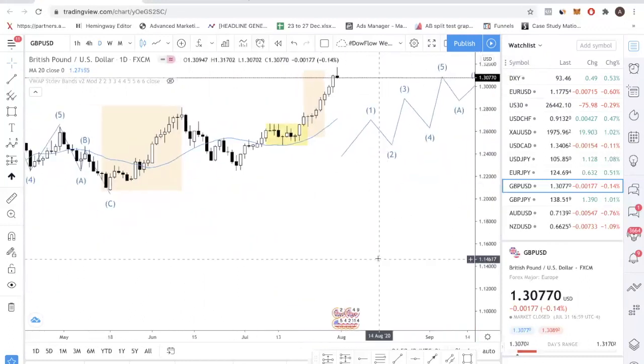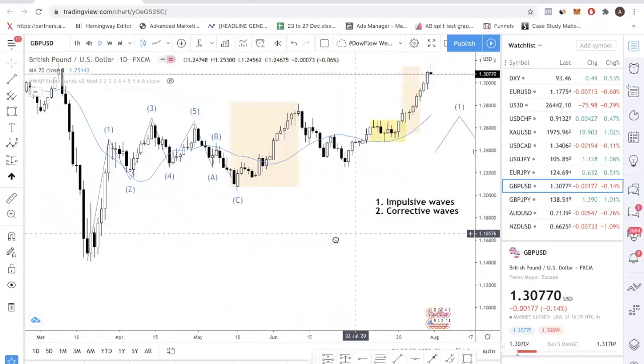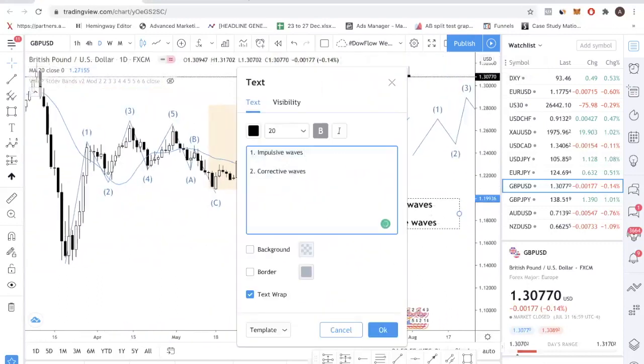A few pointers to note about impulsive waves. Let me just write it down for you here. Impulsive waves are generally of one color, meaning that if it's bullish, you see a lot of white candles. If it's bearish, it's a lot of black candles. I'm not saying every single candle has to be bullish or bearish, but the majority of the candles have to be one color, maybe 70%. Just eyeball it. Don't need a hard and fast rule. Generally one color, you want big movements, and you want big candles. So this is how an impulsive wave looks like.